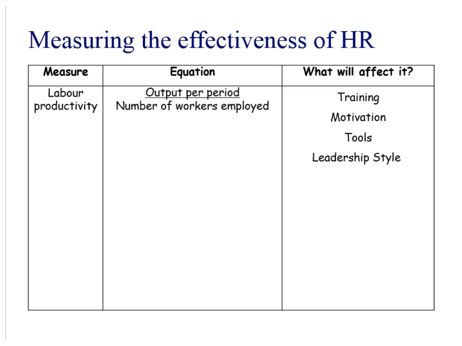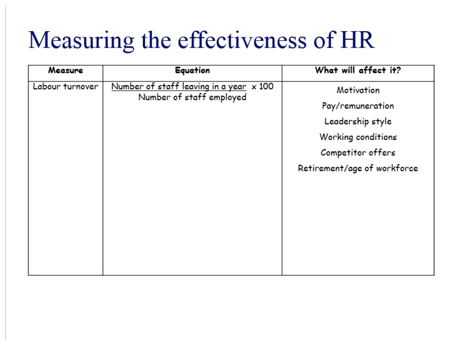But labour productivity really should be called average output per worker, because that's what it is. So you're doing output divided by number of workers. And training should help improve it and should affect it. How motivated your employees are, the leadership style that works best with them in terms of determining their motivation, and the tools that they have as well will determine how much output they produce.